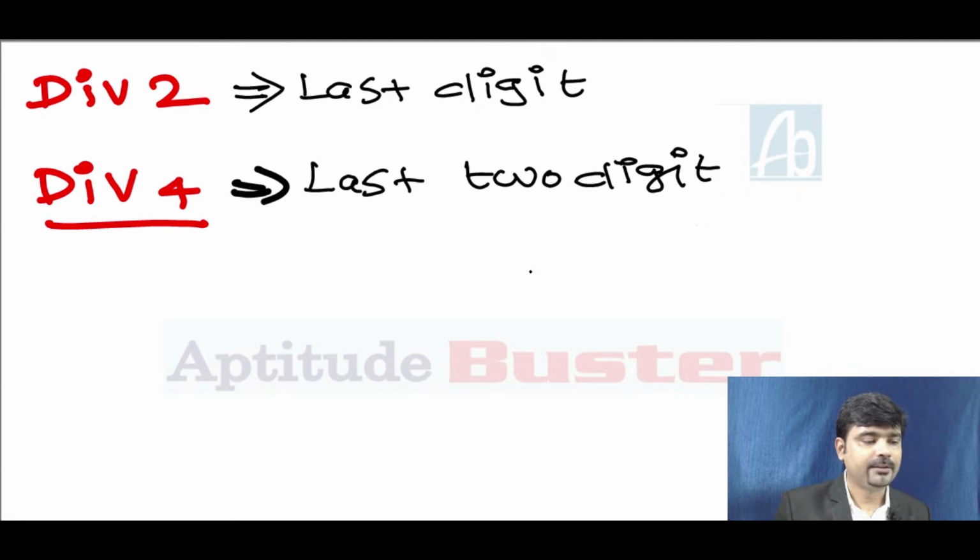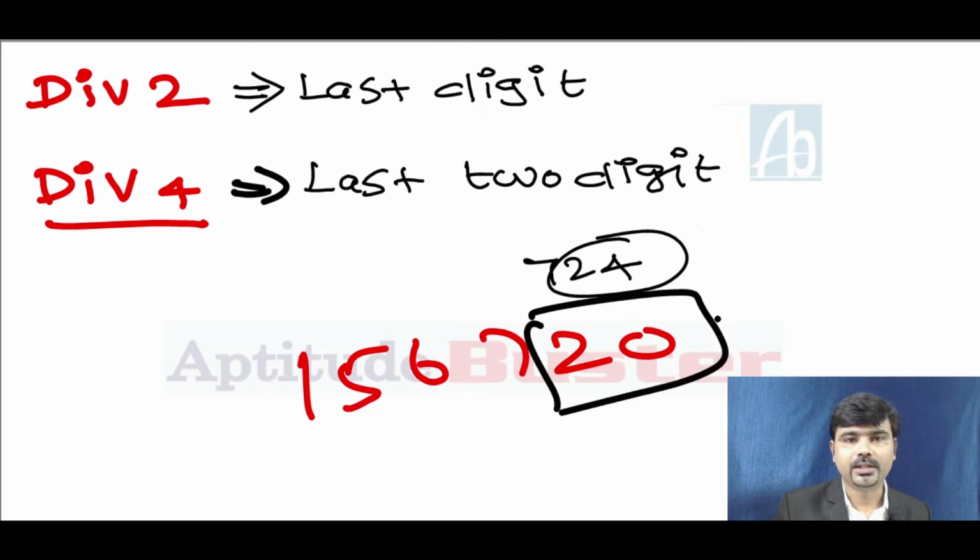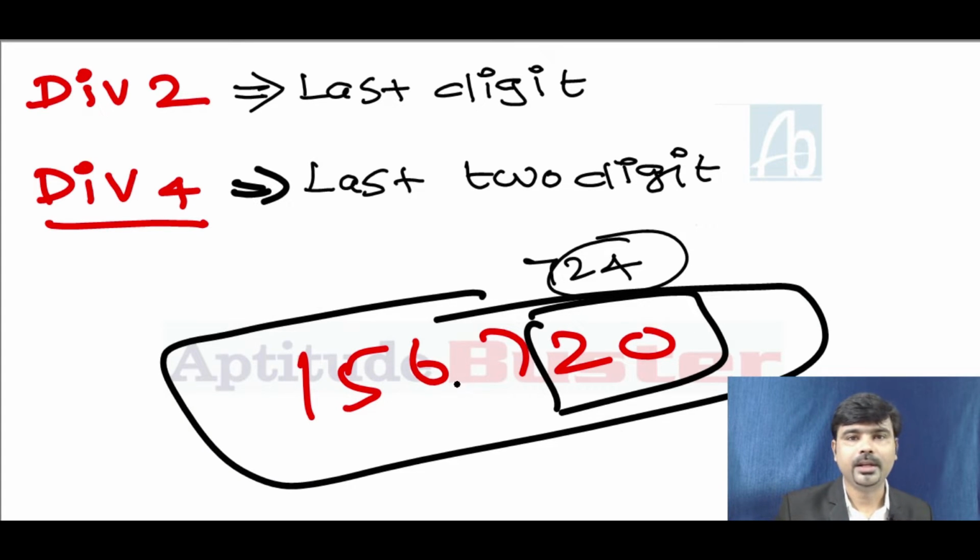For example, if I take 156720, it's a big value. Here we need to check whether it is divisible by 4 or not. Just look at the last two digits. The last two digits are 20. 20 is divisible by 4, so that means the number is divisible by 4.